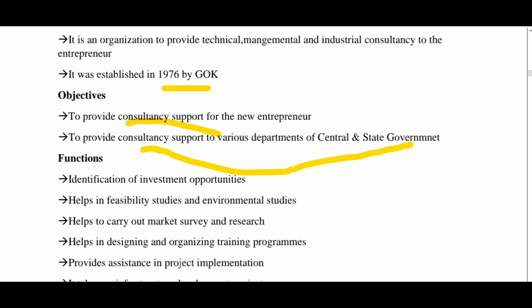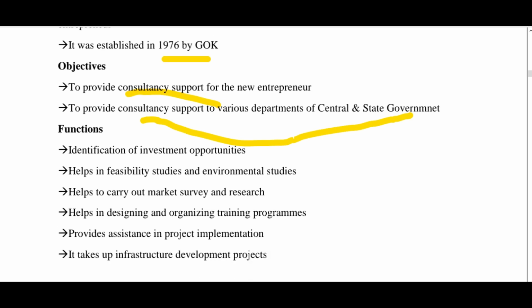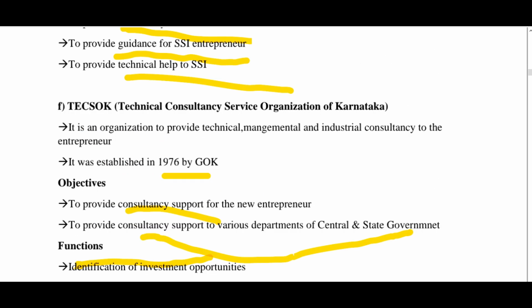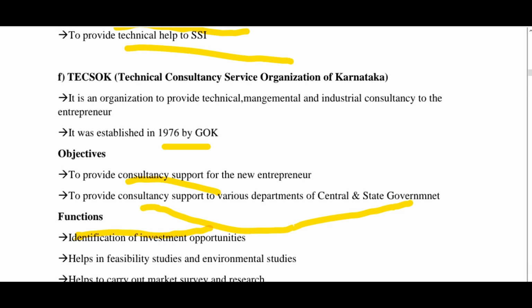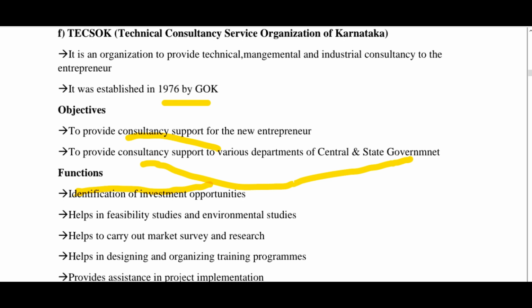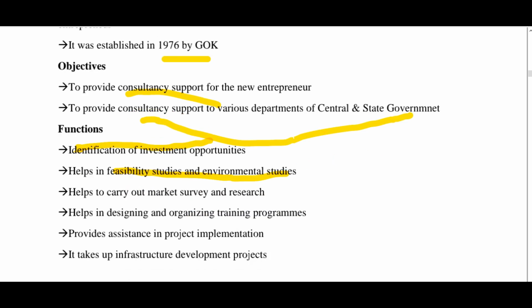So the one thing common among institutions established by the Government of Karnataka is that they not only support entrepreneurs, but also support government agencies. Functions: identification of investment opportunities. If someone wants to invest in a car business, they let the entrepreneur know that this is a person who wants to invest in a car business. They help in feasibility and environmental studies. They carry out market surveys.